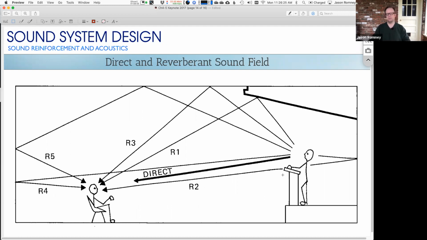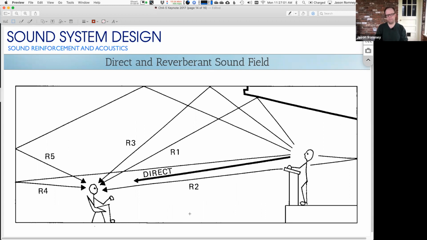Now, one that's not included in this slide is the floor. So if there really was only one listener and there was nobody sitting here, then you would also have a floor bounce reflection that would get to the listener. These are called early reflections. Early reflections tend to be the reflected sound that arrives at the listener within the first 30 milliseconds or so after the direct sound. And usually those reflections have only bounced off one surface. These early reflections, you can sometimes hear the difference between them, like you hear them as distinct echoes.